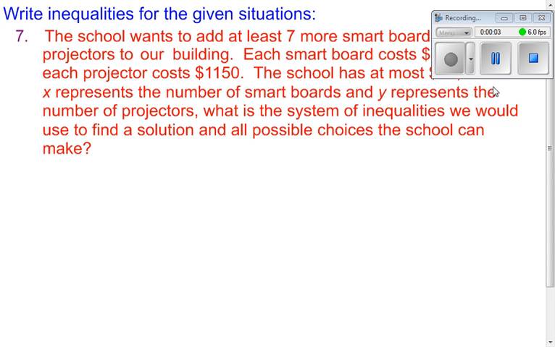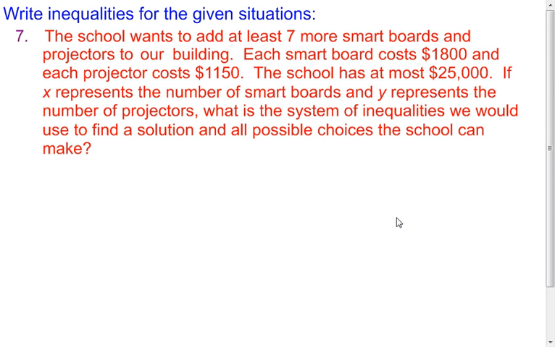In this lesson, we are going to be writing some inequality sentences from word problems. So in our first example, we're looking at a school that wants to add at least 7 more smartboards and projectors to our building total. Each smartboard costs $1,800 and each projector costs $1,150. The school cannot spend any more than $25,000 if X represents the number of smartboards.